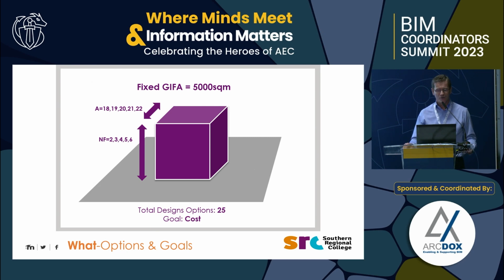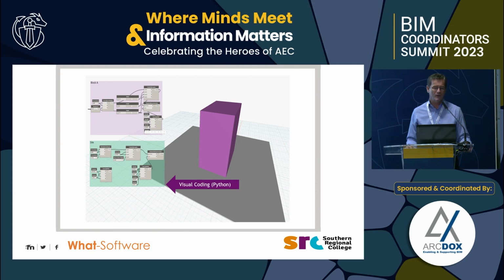And as I say, you could do that in Excel, but what's available now is generative design tools such as Grasshopper or Dynamo and Revit. You can program those options into the computer. That's the programming on the left, and then it can generate the actual geometry so that you can see what the design might look like.